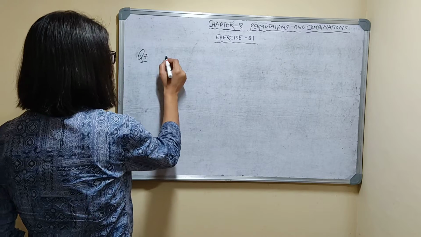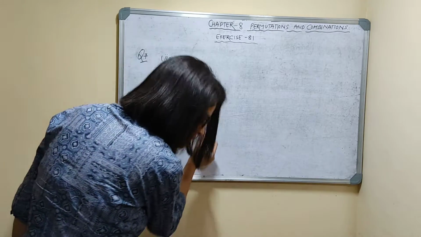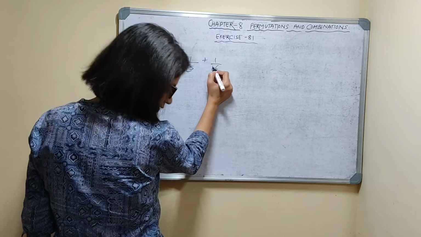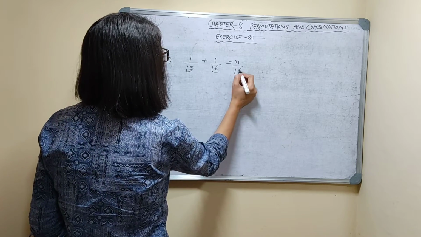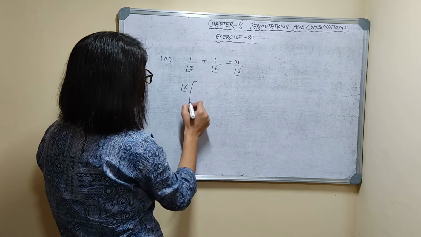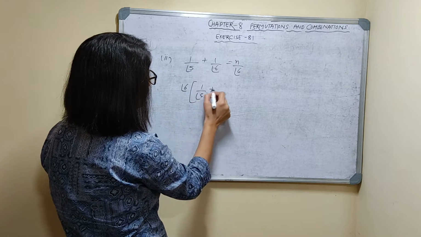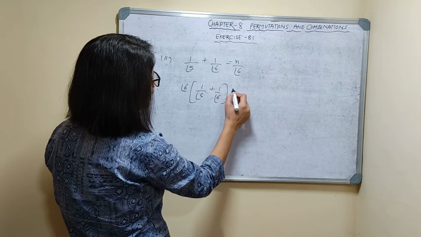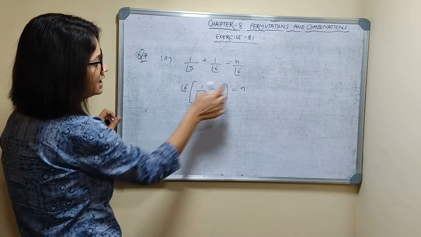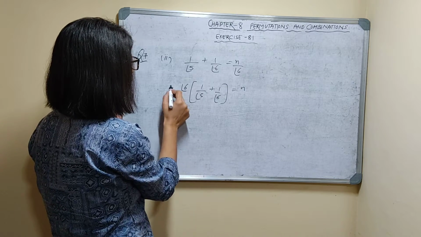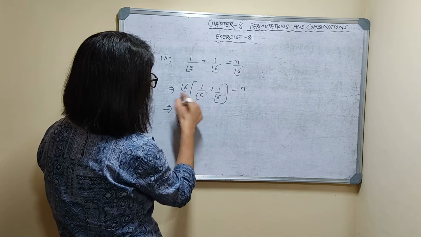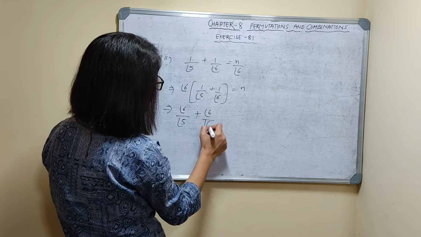Part second, you can see 1 upon factorial 5 plus 1 upon factorial 6 is equal to n upon factorial 6. So I can write factorial 6 into (1 upon factorial 5 plus 1 upon factorial 6) is equal to n. This factorial 6 cross multiplied, this side is equal to n. So it will be factorial 6 upon factorial 5 plus factorial 6 upon factorial 6 is equal to n.